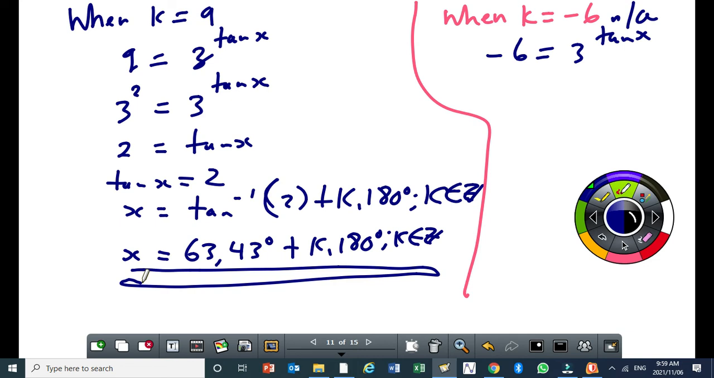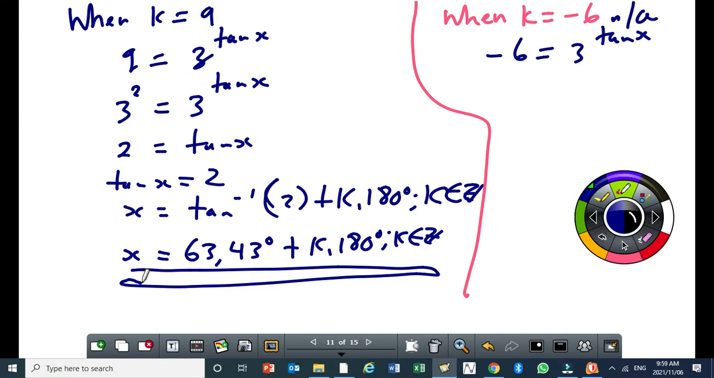Are you following? I must be honest with you that this was a rare question which involved exponential equations. It's not a very common question. Now, you need to know your general solution for sine and general solution for cosine. For sine, there are 2 general solutions. For cosine, there are also 2.